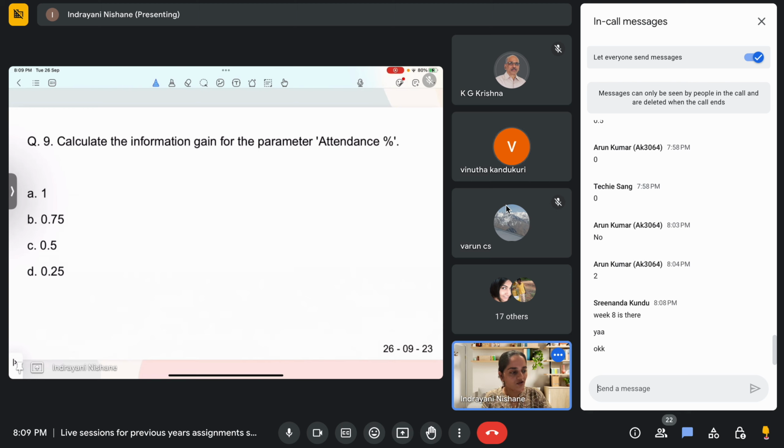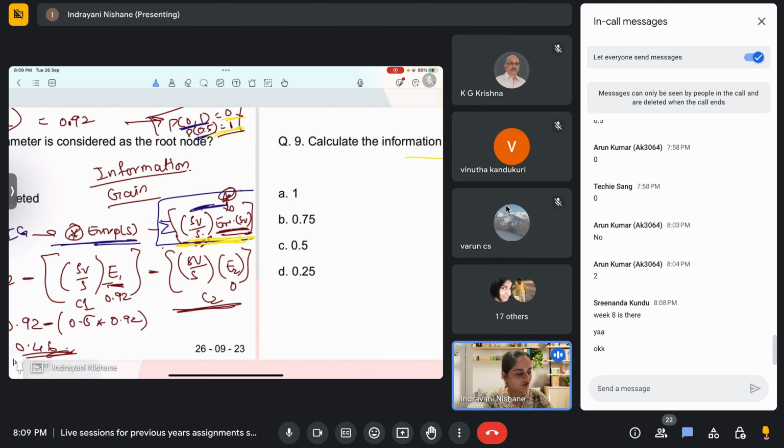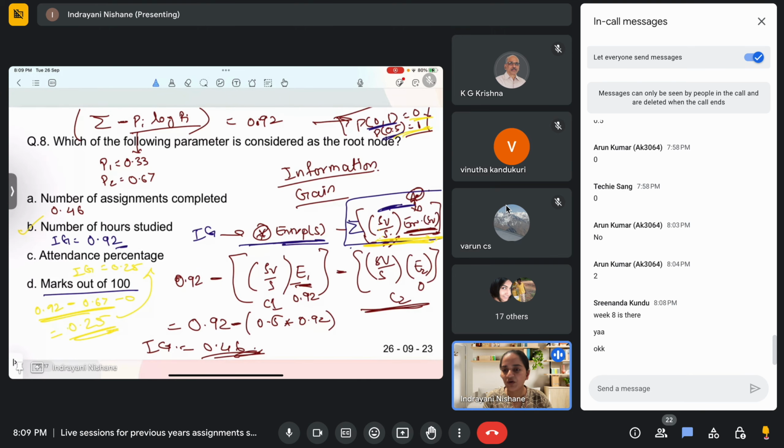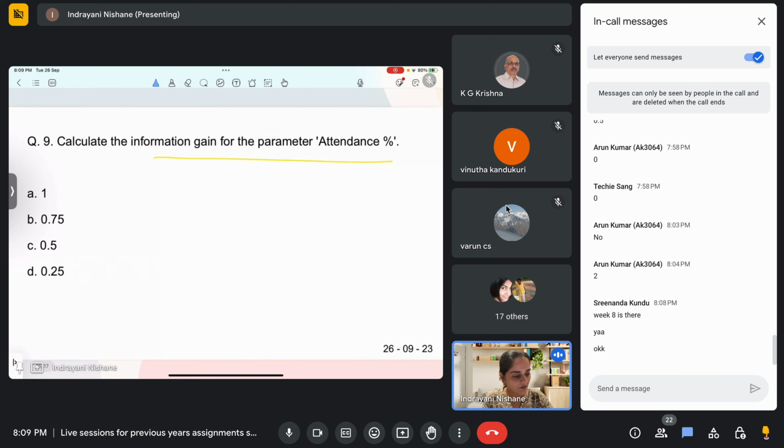So we have already solved this. Calculate information gain for parameter attendance. We already have the answer, 0.25. Is it one of the options? Yes, it is. So everyone understood how it came to 0.25?